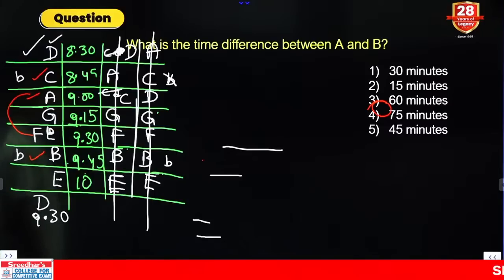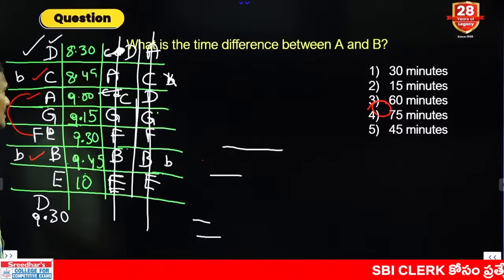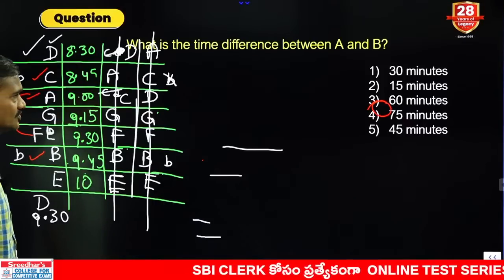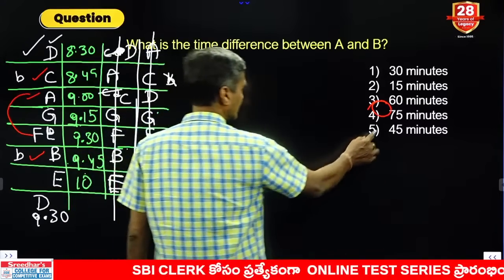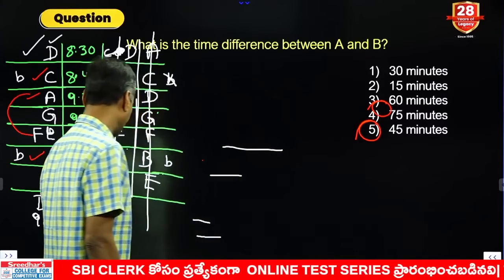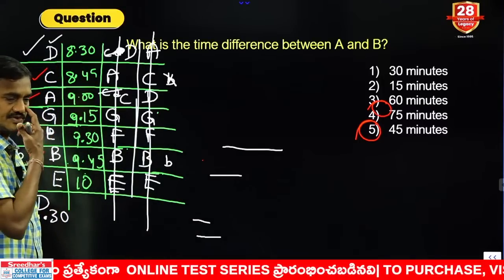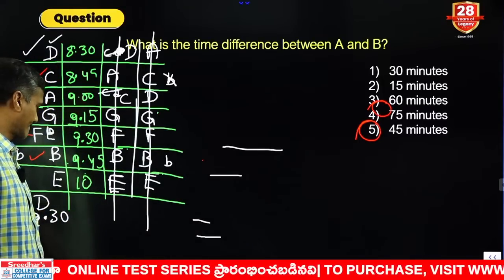Then what is the difference between A and B? Tell me the time difference between A and B. A is at 9 o'clock and B is at 9:45. Now the difference between these two is how many minutes? 45 minutes. The difference between these two is 45 minutes, that is question number 5. Question number 5, that is choice 5, 45 minutes.